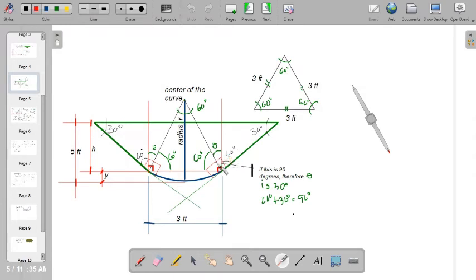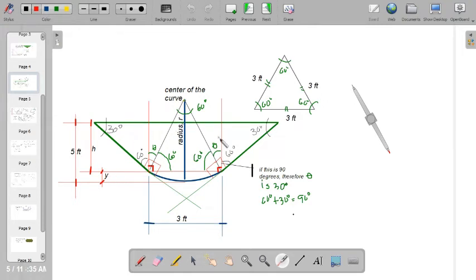If this is 60 degrees, you can form a right triangle on this side in order to get this angle. So if this is 60 and it's a right triangle, therefore this is 30 degrees. That will be the same for the other side.